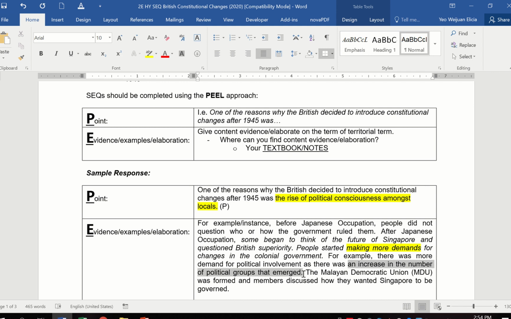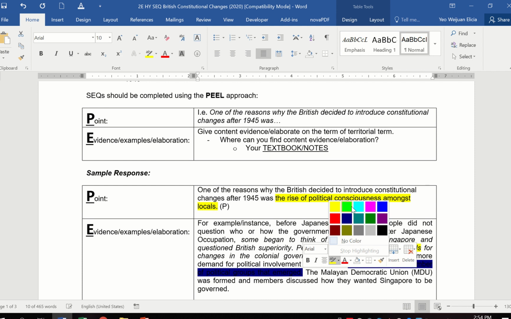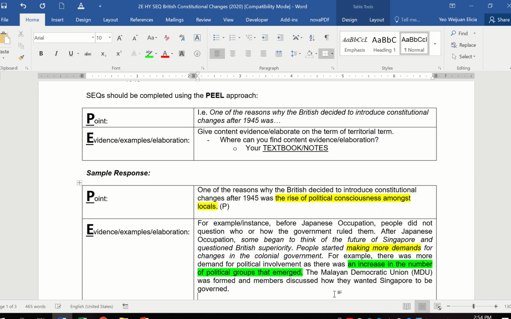So here is actually an example of what I mean by people started making more demands. One example of the political group that emerged was the Malayan Democratic Union, and members actually discussed how they wanted Singapore to be governed.